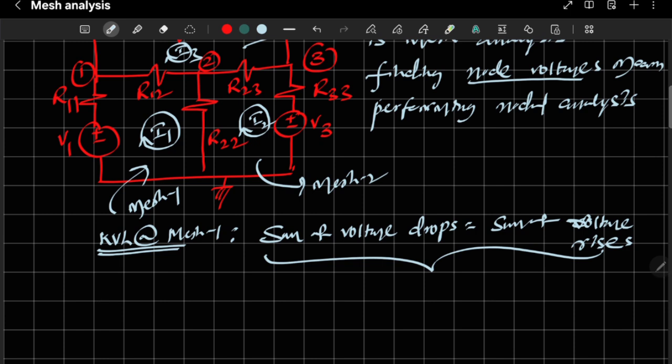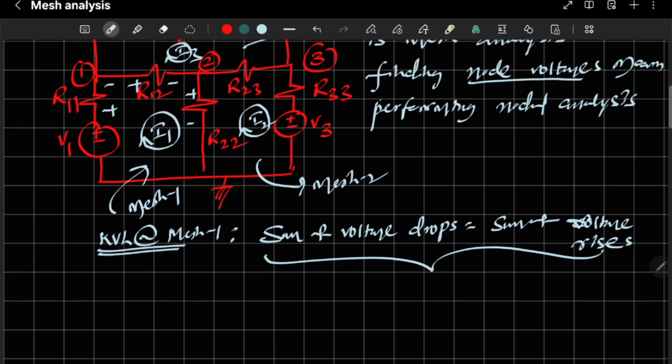Already I have taken I1 in the clockwise direction. Taking the ending symbol, the ending symbol for V1 is plus only. Current is going like this, so entering it is minus and leaving it is plus. So the ending symbol is plus. But for passive elements like resistors, current enters at the positive and leaves at the negative. For this one, I1 is entering at positive and I1 is leaving at negative. For this R22, I1 is entering at positive, I1 is leaving at negative.